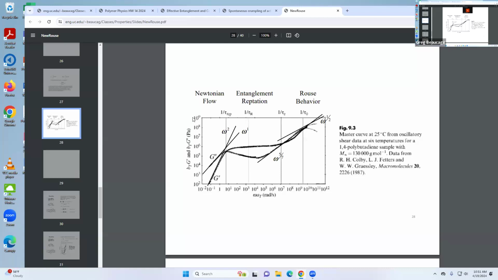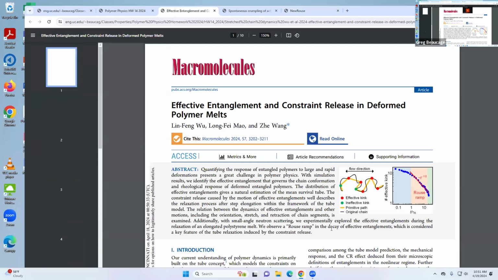That's where, when you go to lower frequencies, the longer times, then the entanglements can relax, and the whole thing's just a liquid, right? And then above that, they're firm. So at shorter times, it becomes a rubber, right? So anyway, yeah, so that's the picture.